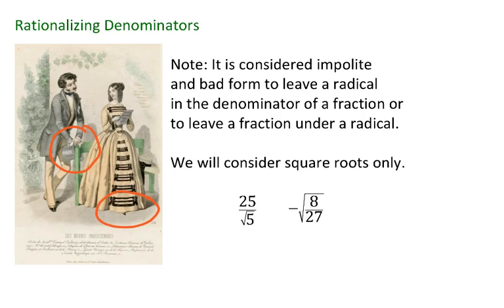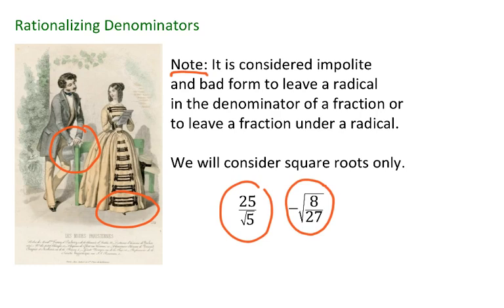But in mathematics, there are rules of etiquette that have held on for a long time and are still in effect. And one of those is this. It is considered impolite and bad form to leave a radical in the denominator of a fraction, like you see right here, or to leave a fraction under a radical. We don't want to leave any of our answers in either of those forms. So what we're going to do is look at a process called rationalizing the denominator.